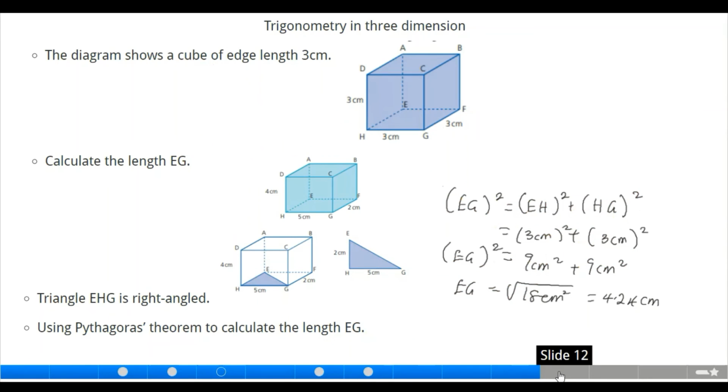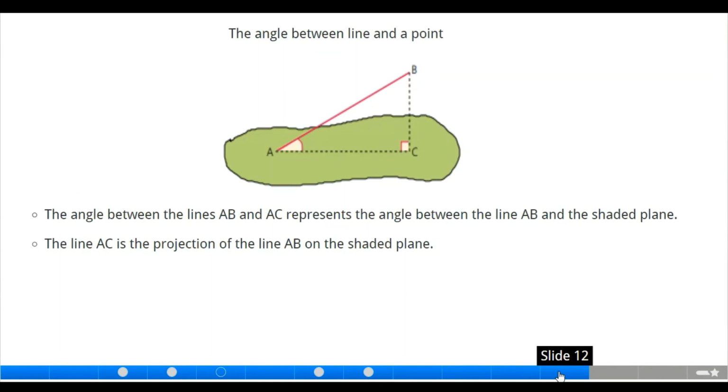Now let's look at the angle between a line and a plane. The other time we looked at the distance between a line and a point. So let's look at the angle between a line and a plane. The angle between the line AB, you look at it, this is line AB and AC, represents the angle between the line AB and the shaded plane. So line AC is a projection of line AB. So line AC is actually a projection of what? Of line AB on the shaded plane.